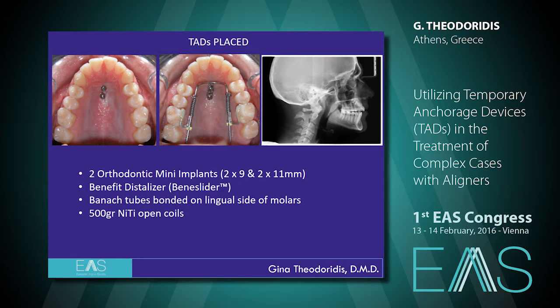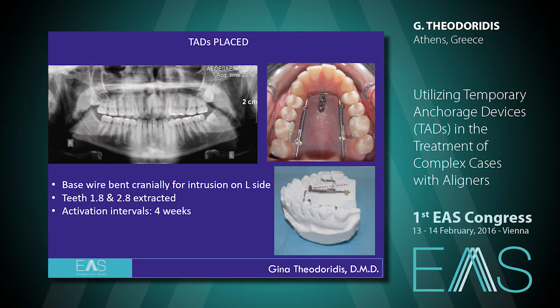We used the Benefit distalizer, also called the Bene slider, with Banach tubes bonded on the lingual side of the molars, and the system was activated by 500 grams Nitai coil springs. So the TADs were placed, and of course the third molars were extracted. You can see that on the left side, the base wire was bent cranially of about 30 degrees to provide some intrusion simultaneously with distalization, and the activation intervals for this patient were every 4 weeks where the coils were fully compressed.